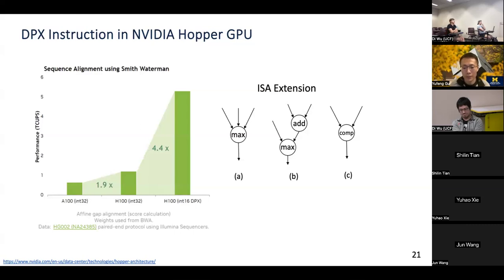So these are the two main differences, I think, between genome sequencing algorithms and the previous mainstream database applications.